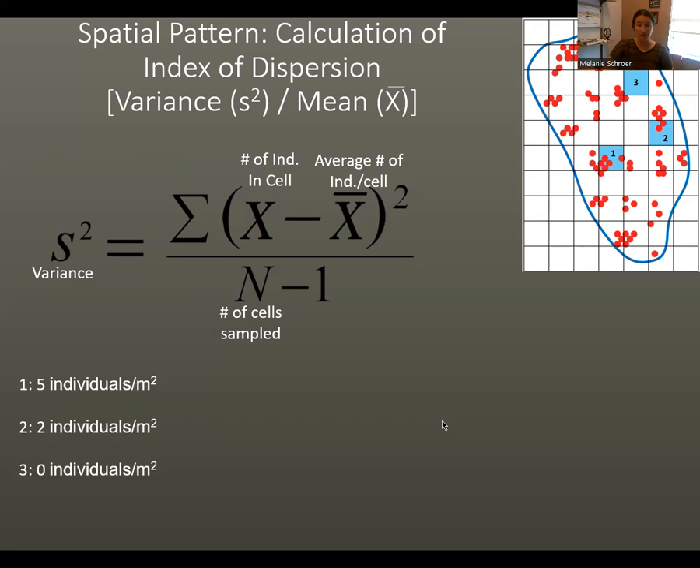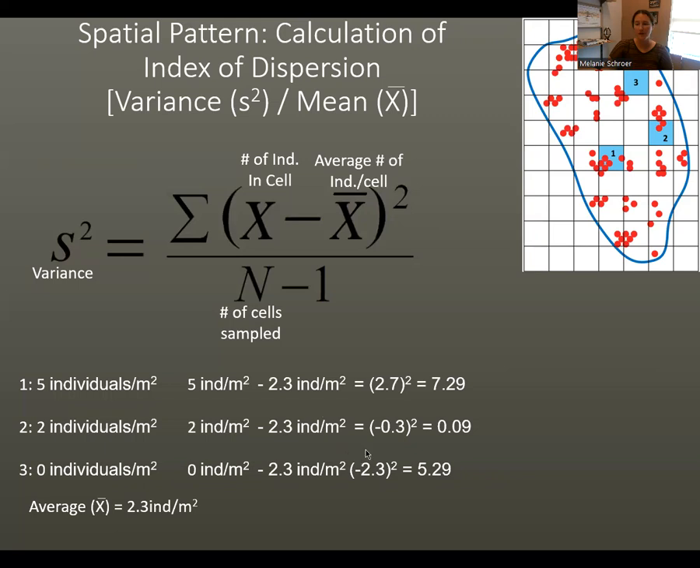Okay, so let's walk through this. Previously, we determined cell 1 had 5, cell 2 had 2, and cell 3 had 0 individuals. The average of this we also determined to be 2.3, again from a previous slide. So now we have the average, and we have the number of individuals in each cell sample. Let's calculate this for each of the 3 cells.